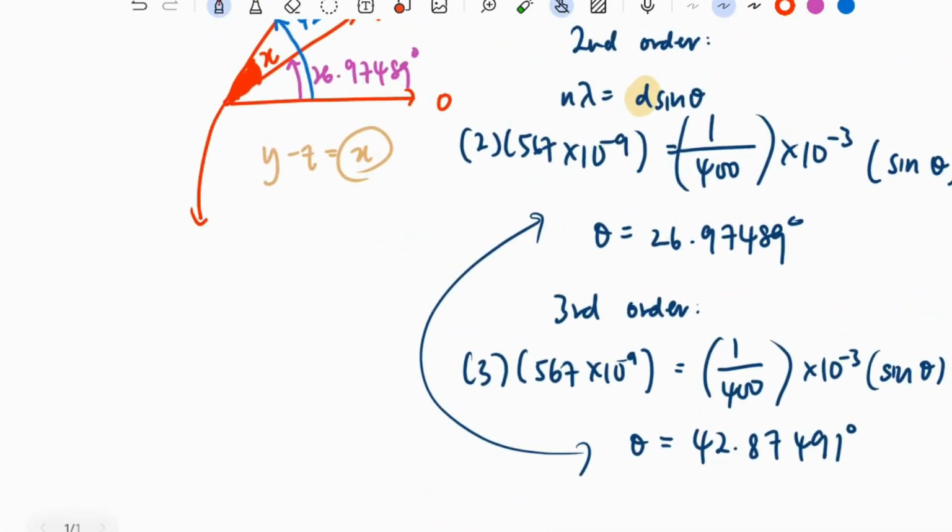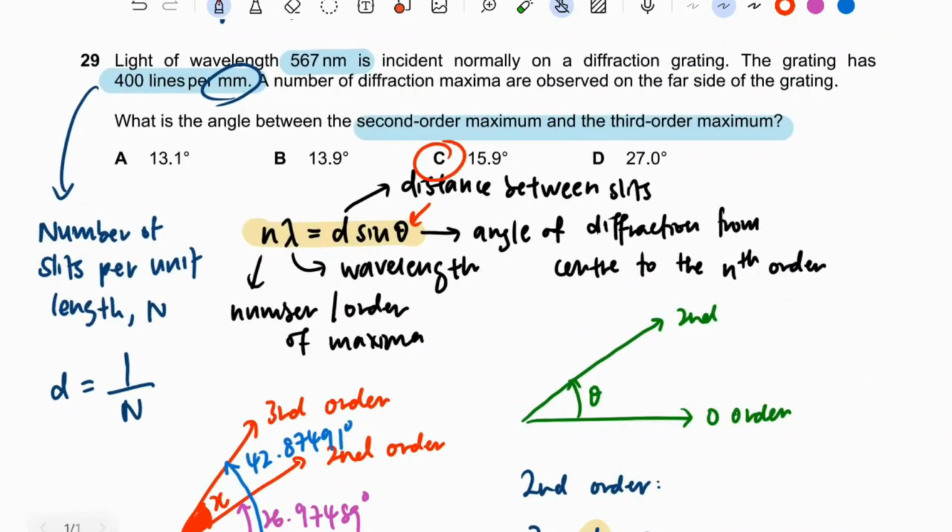So to get this, take 42.87491 degrees minus 26.97 degrees. And you should get 15.9 degrees. And your answer is C. Yes, your answer is C.